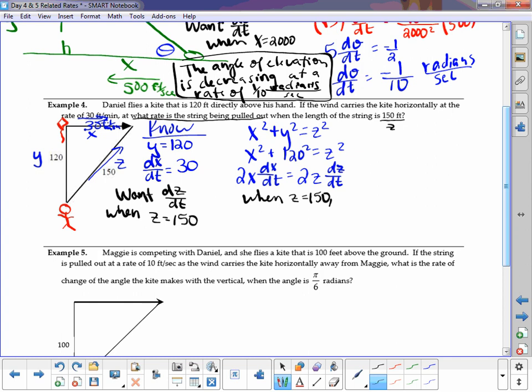So at the moment, because the string's going out, at the moment that's 150 out. That's what we're looking at. Okay. So we're going to use the 150, the 120 to solve for x. Does that make sense? All right.